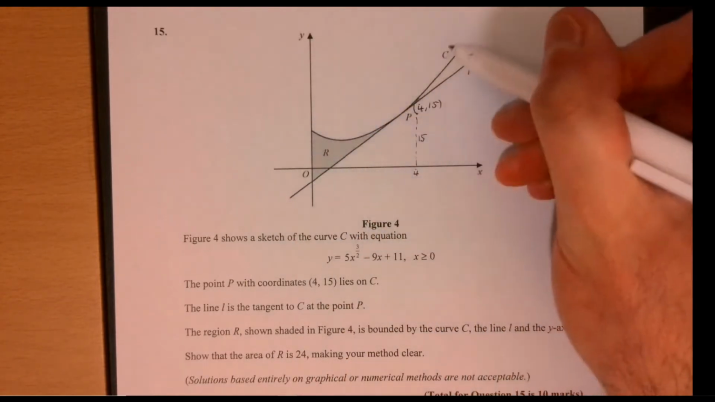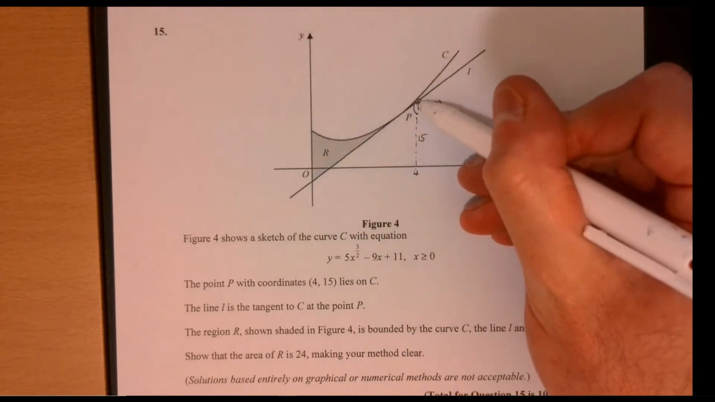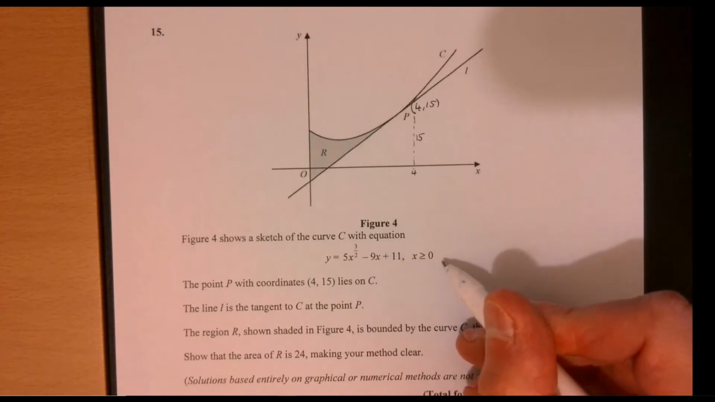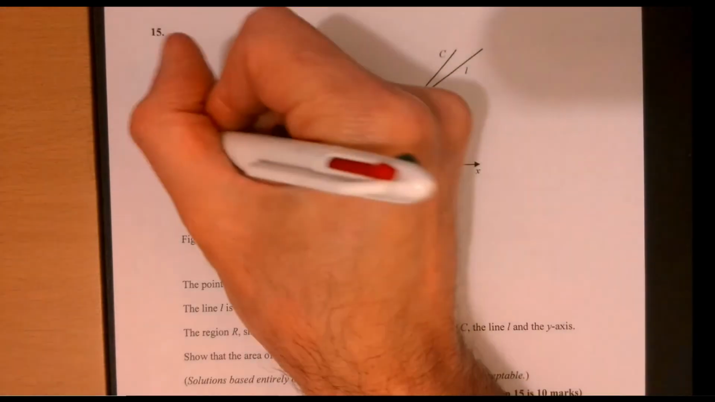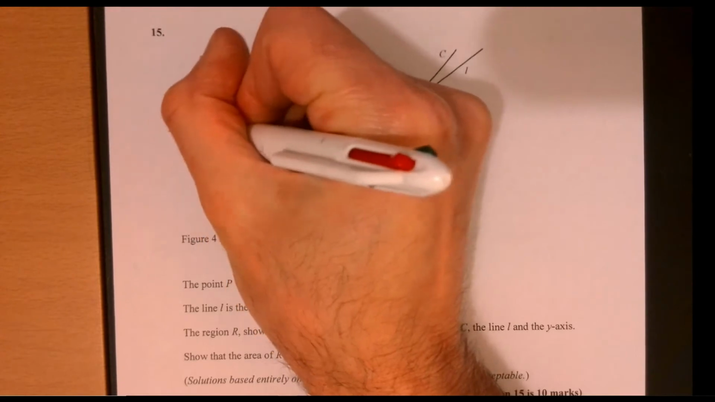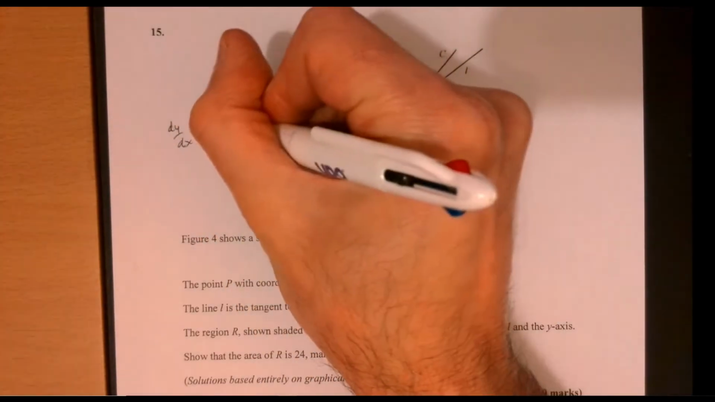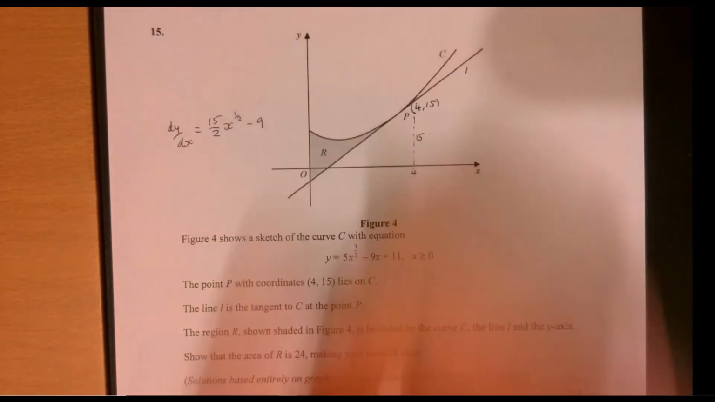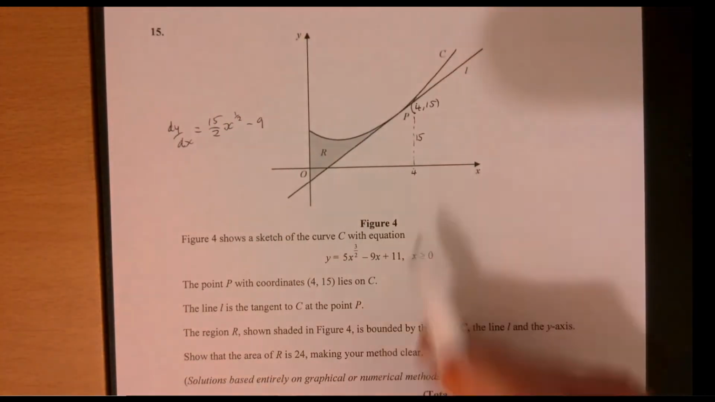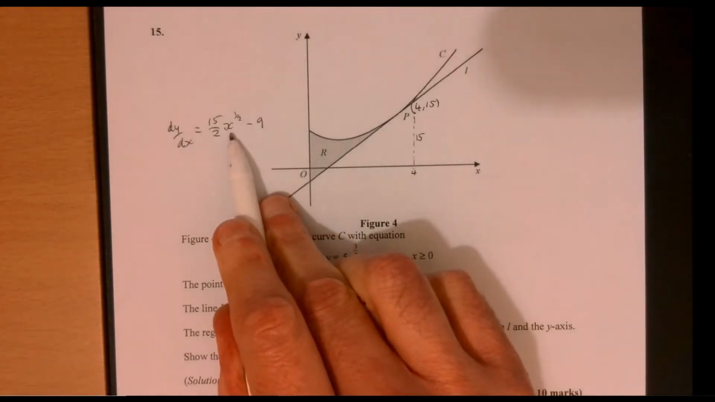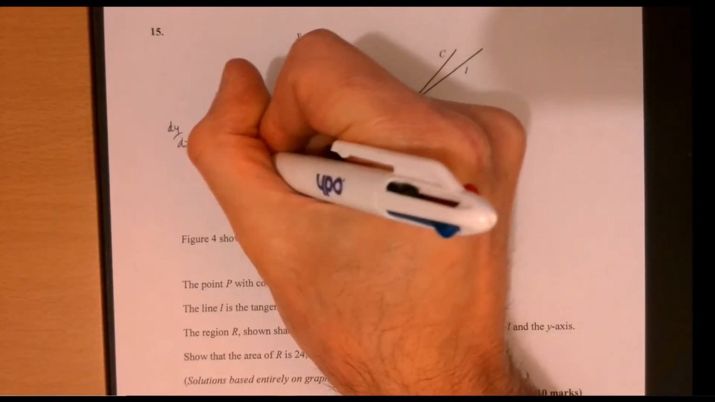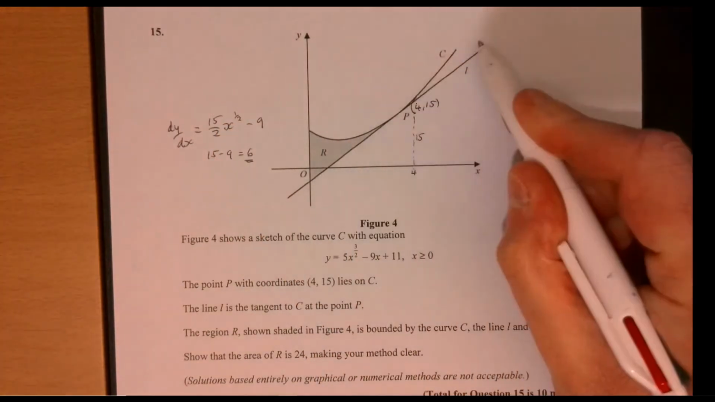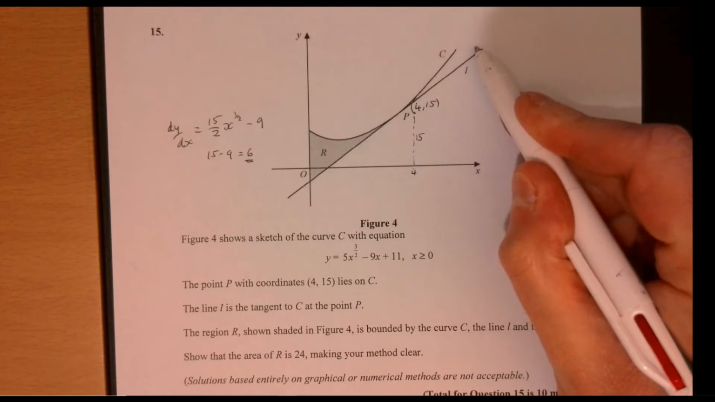Well, we need to do it from the gradient here at 4. So in order to do that, we need to differentiate this part down here. If we differentiate this, dy over dx is going to be 15 over 2 x to the half, take away 9. We need to sub 4 into this, so that would give me 15 take away 9, which equals 6. The gradient of this line must be 6.